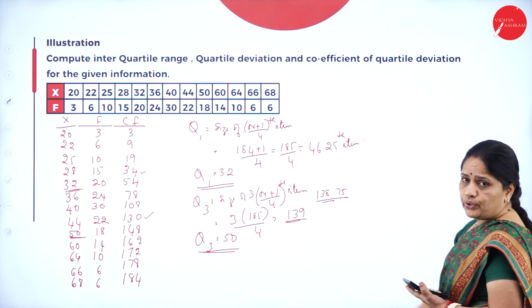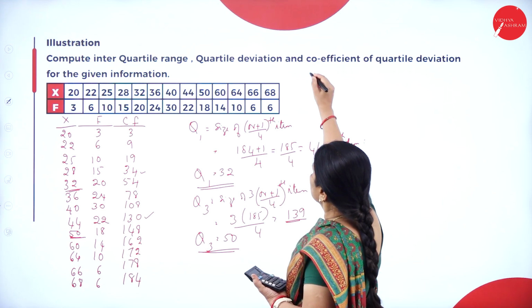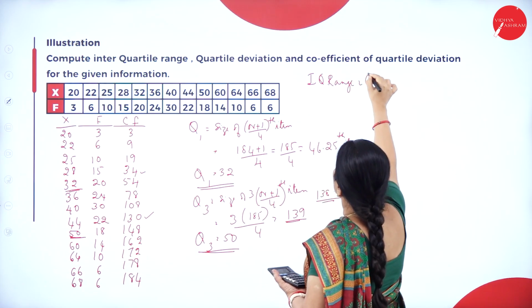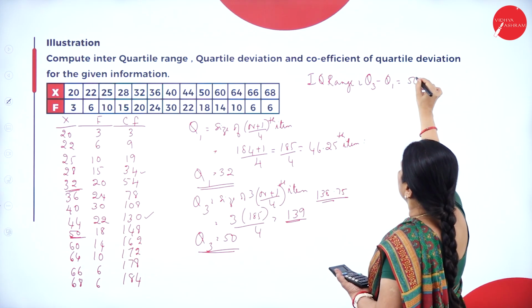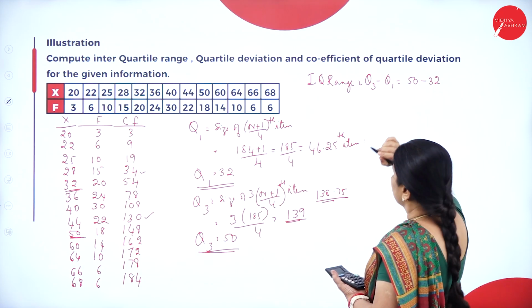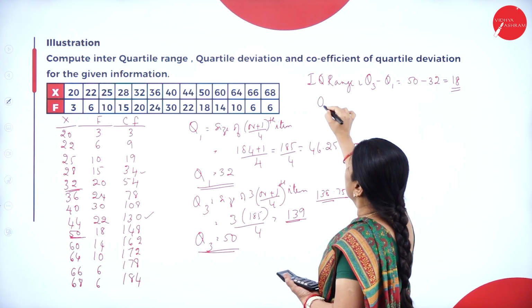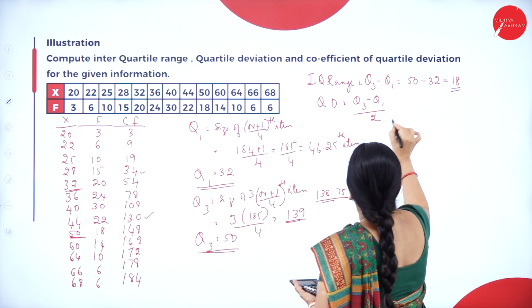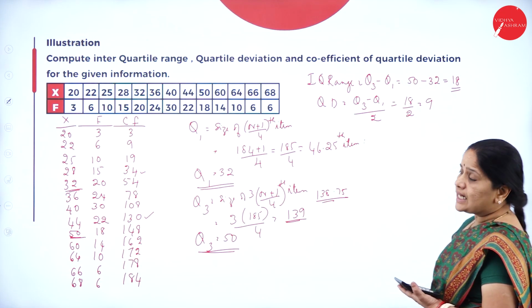Now we have found Q1, we have the Q3. Now we find the interquartile range. So the interquartile range equals Q3 minus Q1. So this will be equal to 50 minus 32, that is equal to 18. Now quartile deviation will be (Q3 minus Q1) divided by 2. So that is 18 divided by 2, that is 9.